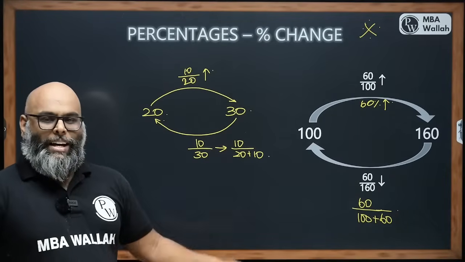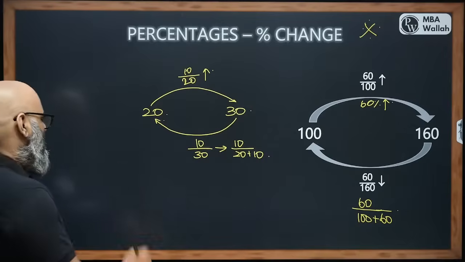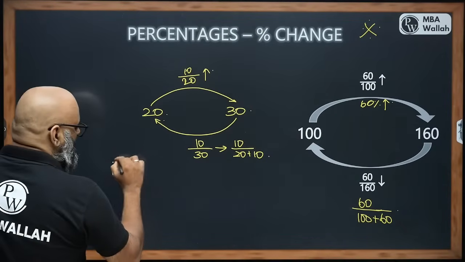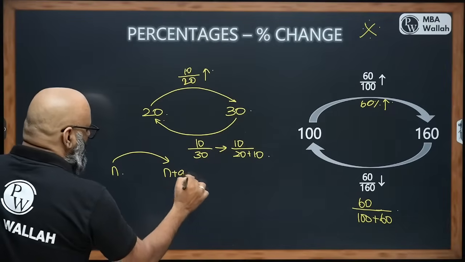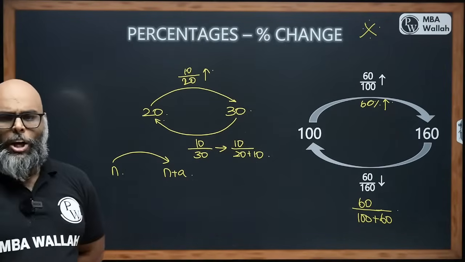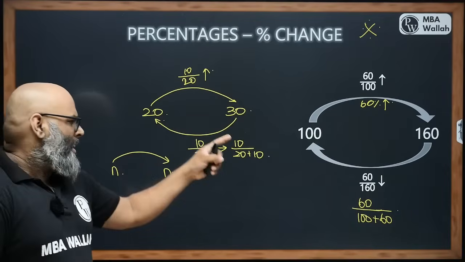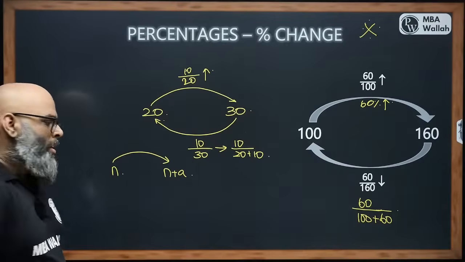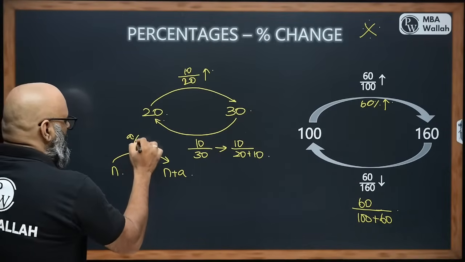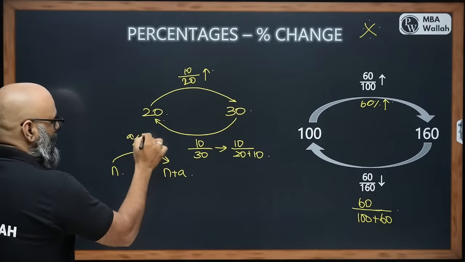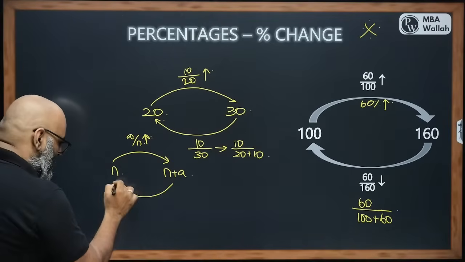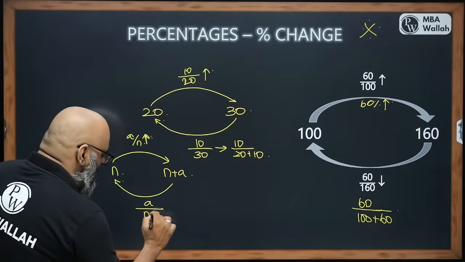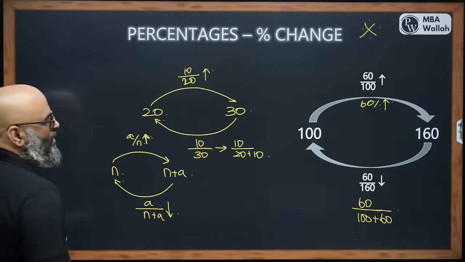In a basic idea, can I say if there is a value called n, it has increased, it has gone to n plus a. Some value a has increased. Here the value is 10, here the value is 60. Here the value changes by a. So how do you call this? The change is a by n increase. When you come back, the change is still a, but from n plus a decrease.